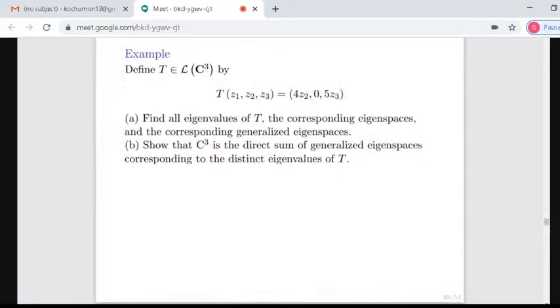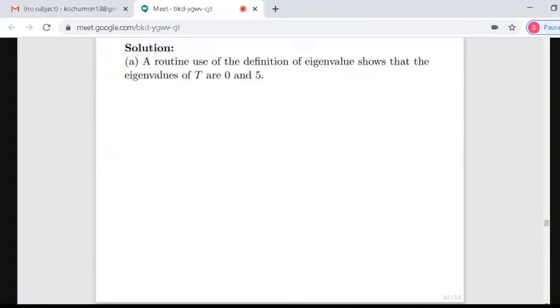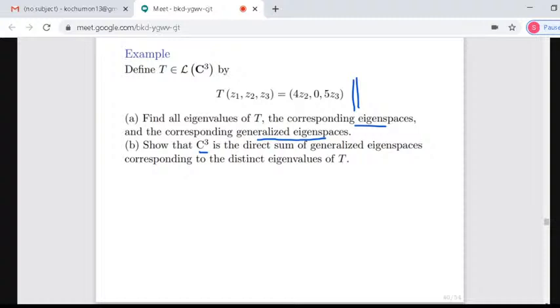And now let us look at an example. This is the example which we had seen earlier. The same example I take. Now the question is, find all the eigenvalues, corresponding eigenspaces, and the generalized eigenspaces. Show that C^3 is a direct sum of generalized eigenspaces. I give the solution here, but I will not discuss it. You can look at the video later and see if you want, but try to do it yourself.